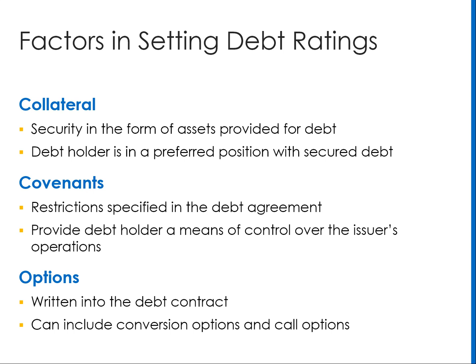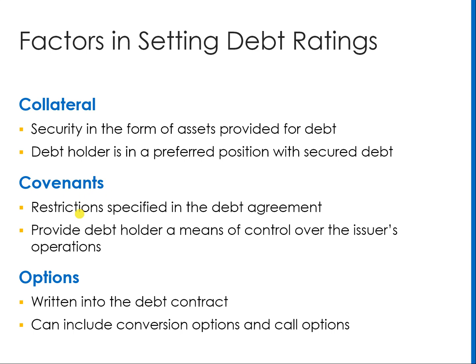What are the factors that are going to affect debt ratings? In addition to the issuer's risk, collateral: if we add collateral to the debt securities, it's going to increase ratings. Collateral means securities. Once a company defaults on the payment, they have collateral which will be used to make payment to lenders.